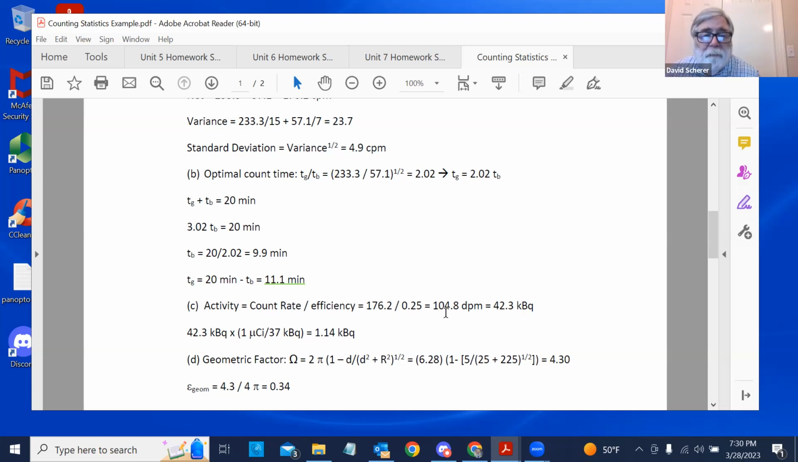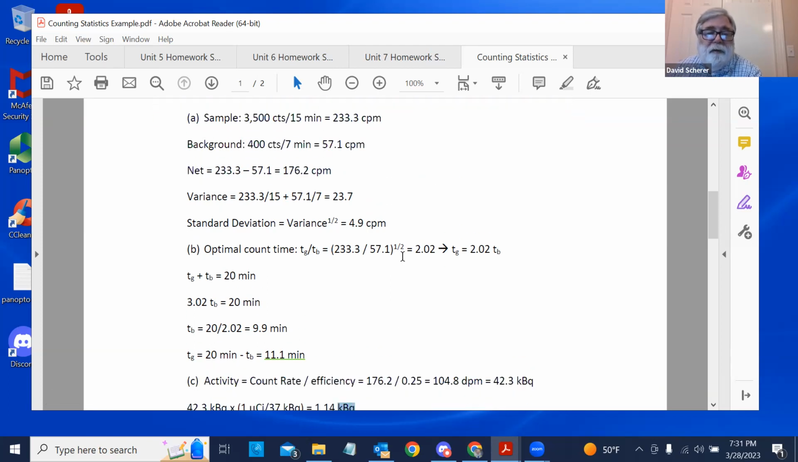Does that make sense? No, it doesn't make sense. It's 708 DPM, 704.8 divided by 60 would be 11.4 becquerel, not kilobecquerel. I multiplied instead of divided. So it's 11.4 becquerel, and then you can convert it to microcuries. This should be microcuries. So I got a lot of typos on here.